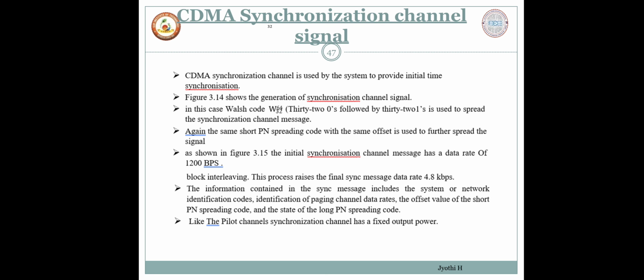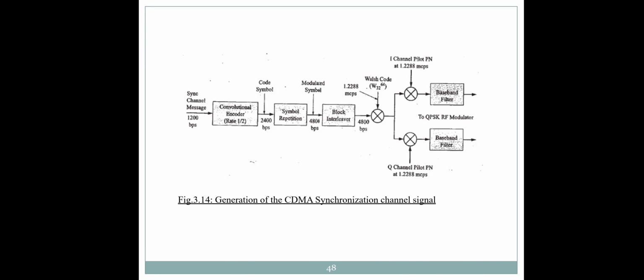So next is the synchronization channel. The synchronization channel is used by the system to provide the initial time synchronization. As shown in the figure, a synchronization message of 1200 bits per second is given to the convolution encoder.